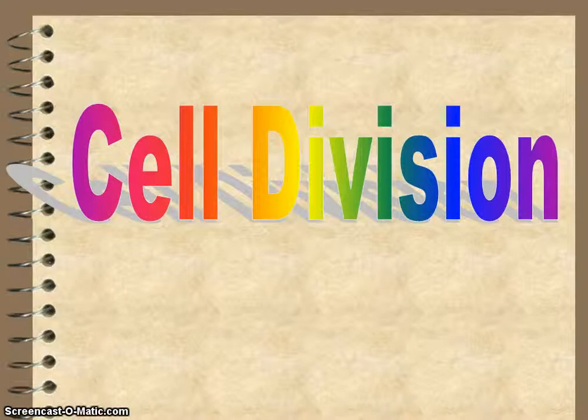Hello! Today we're going to talk about cell division, or the cell cycle. Cell division is the process that produces two cells from one. And the life cycle of a cell begins when that one cell forms, and it lasts until that cell reproduces and divides into two new offspring cells.